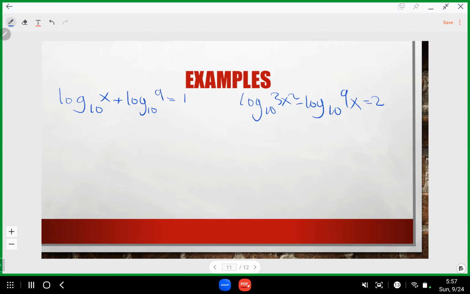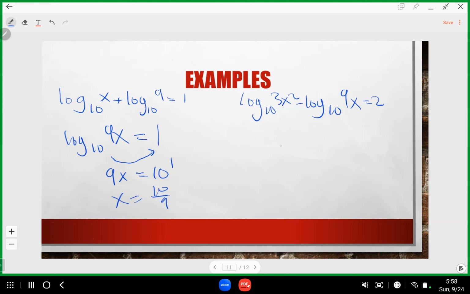Okay, so let's go over these. So the first one, what you can do is you can combine them, right? By multiplying them. So you're going to have the log base 10 of 9x is equal to 1. Right? And we know that we can actually move the 10 to this other side, right? 9x is going to be equal to 10 to the first power, right? So then x is equal to 10 over 9.